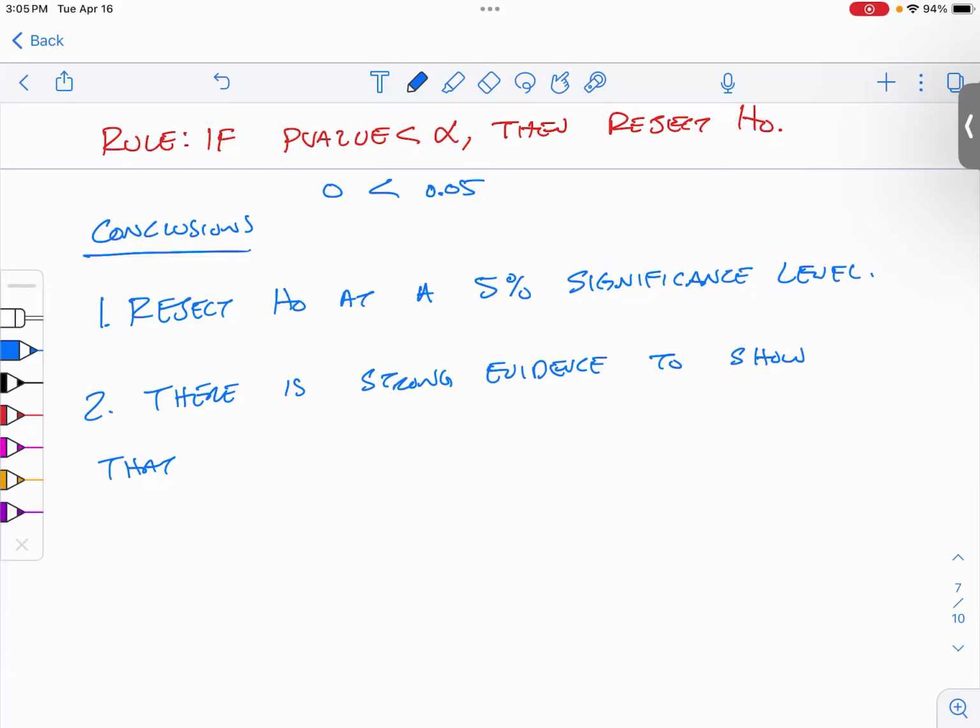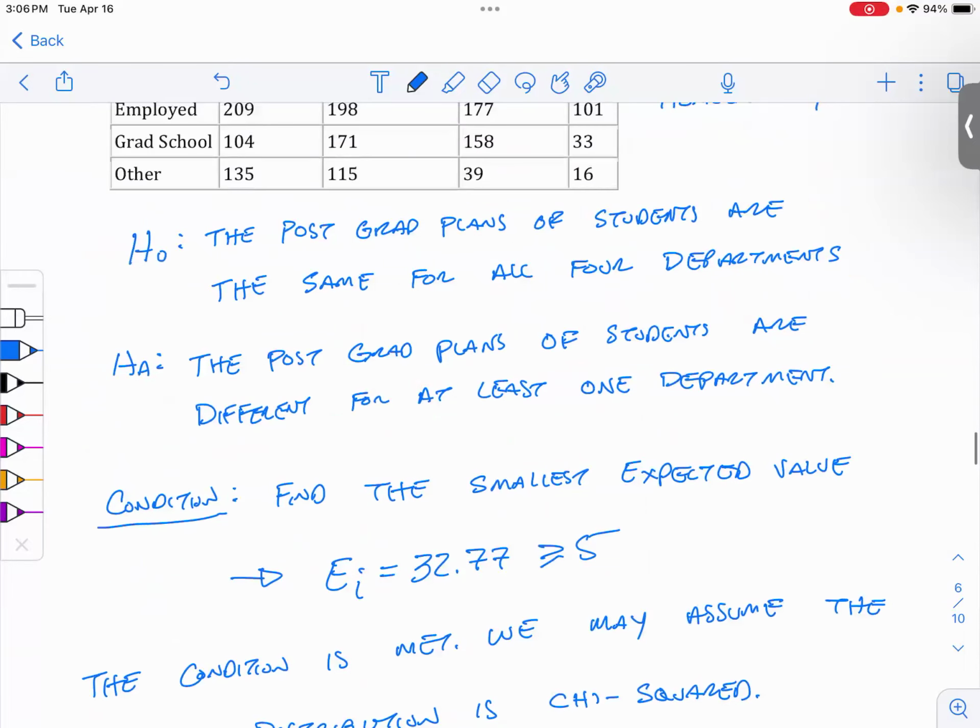And here's the best part. So there is strong evidence to show that. I mean, that's kind of our generic statement. The context, we already did it. It's right here. All I have to do, if you do a good job in your hypotheses, your conclusion is basically written for you. There is strong evidence to show that the post-grad plans of students are different for at least one department.